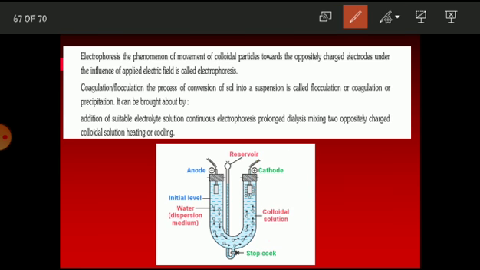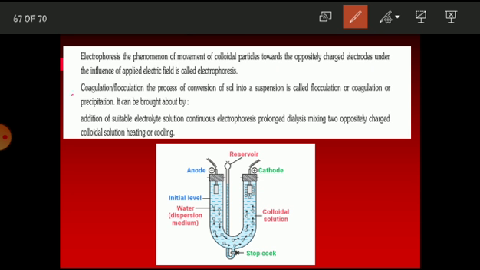So बहुत ही सिंपल है electrophoresis. Okay, it's simple, that is movement of colloidal particles towards the oppositely charged electrodes under the influence of electricity. So if it moves towards the cathode, then the colloidal particles are negatively charged. If it moves towards the anode, then the colloidal particles are what? Positively charged. Very simple it is.